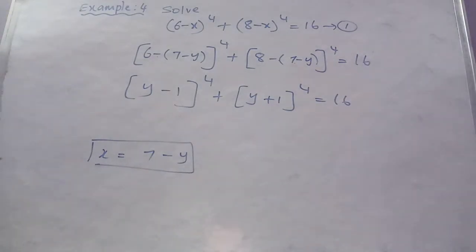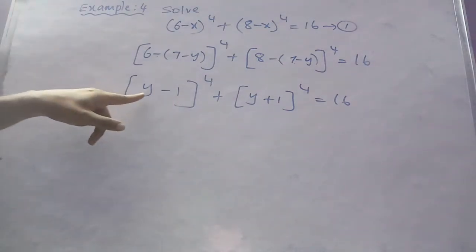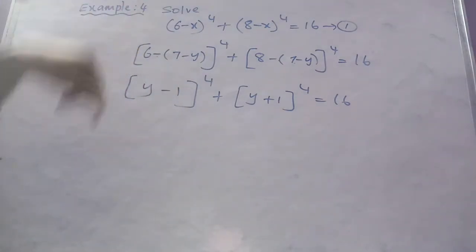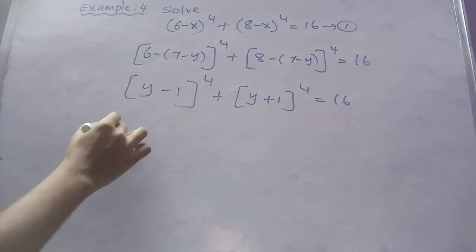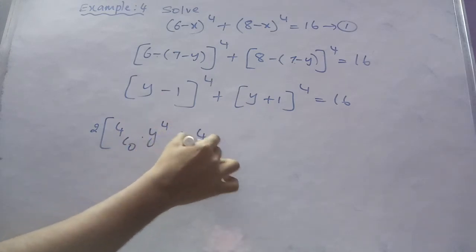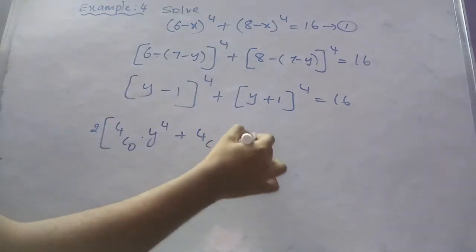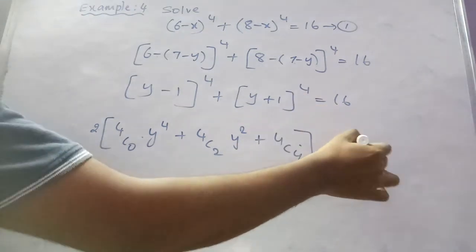If you use binomial expansions, it will be easier to expand, or else you can also solve it like (y − 1)²: first take the square and then take the square again. You can solve it like that also, but it is easy if you take binomial expansions, and we have a direct formula for this. For this we have 2 times (4C0 y⁴ + 4C2 y² + 4C4), that's it, equal to 16.